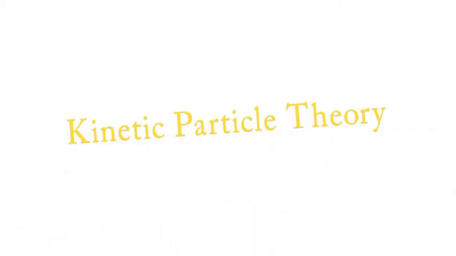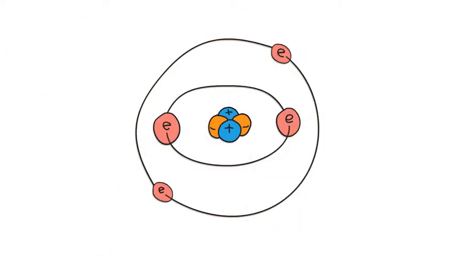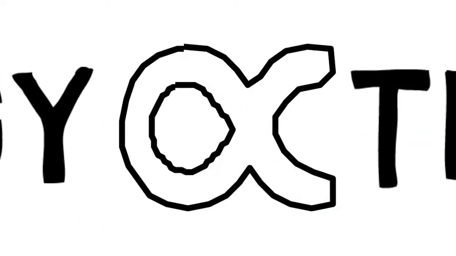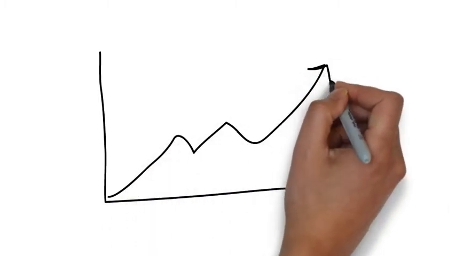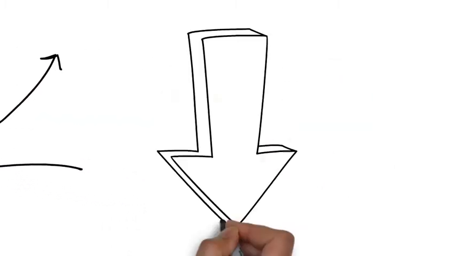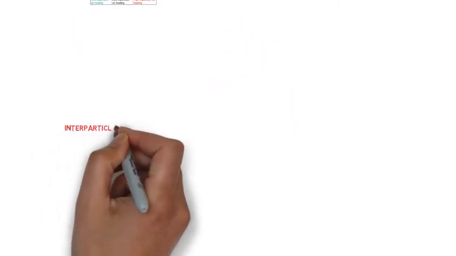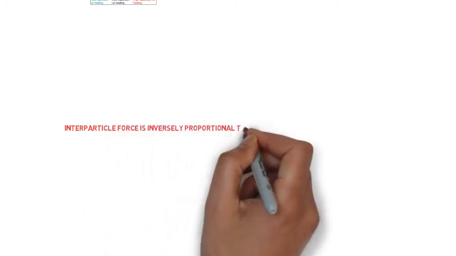Kinetic particle theory states that every substance is made up of particles which are in a state of motion. Also, the kinetic energy of a particle is directly proportional to the temperature. So if we increase the temperature, the kinetic energy of the particle will increase. If we decrease the temperature, the kinetic energy will decrease. It also states that the interparticle force is inversely proportional to the average kinetic energy of the particle.